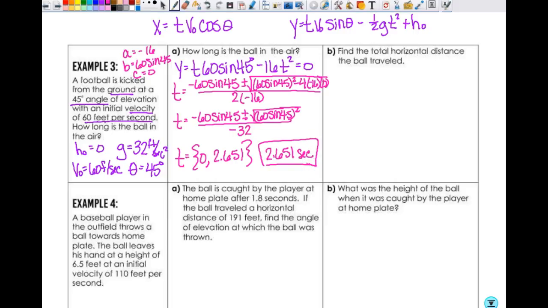So you have to make sure you actually get it. You can't type in 2.651 and hit store. You've got to actually calculate it and make sure you get this one. All right? Then store that answer somewhere, X, wherever you want it to store, because you're going to need it for B.